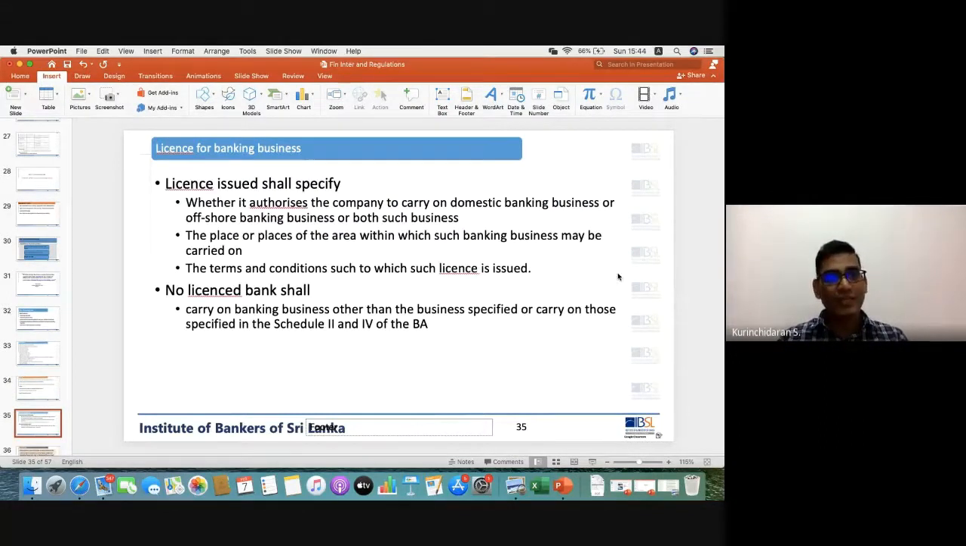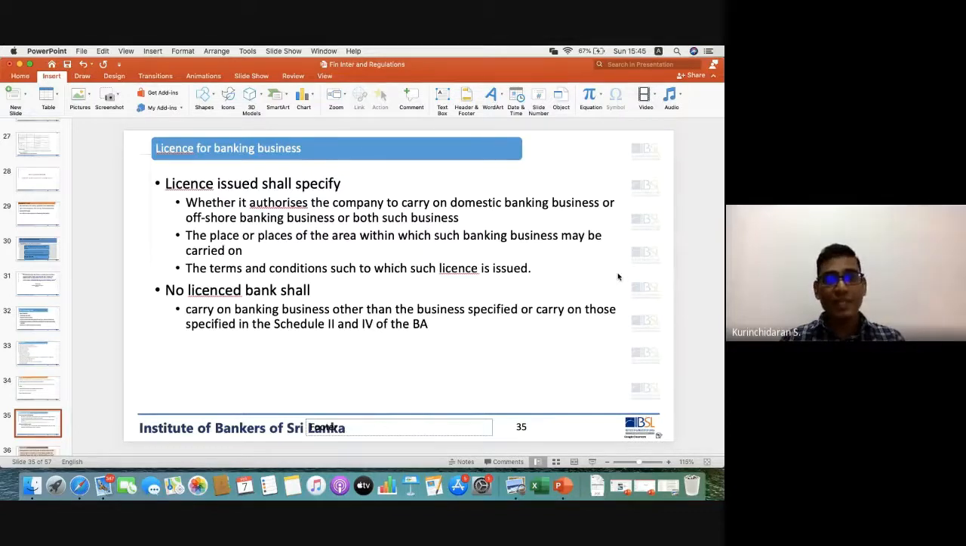Now, the license for banking business. The license issued shall specify whether it authorizes the company to carry on domestic banking business or offshore banking business or both such businesses. You should understand there are two kinds of businesses: domestic banking business, or DB, and offshore banking business. If a bank wants to do only domestic banking business, they can take the license only for that. Or offshore banking business, a separate license. Or if they want to do both, then they have to get both licenses.